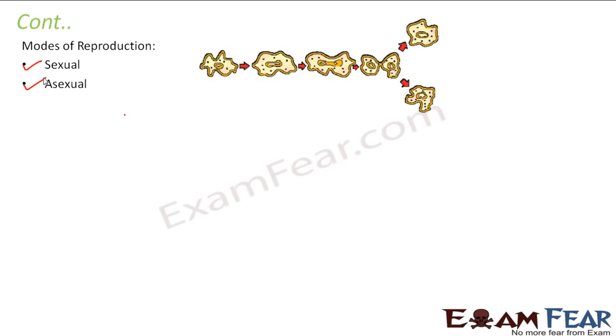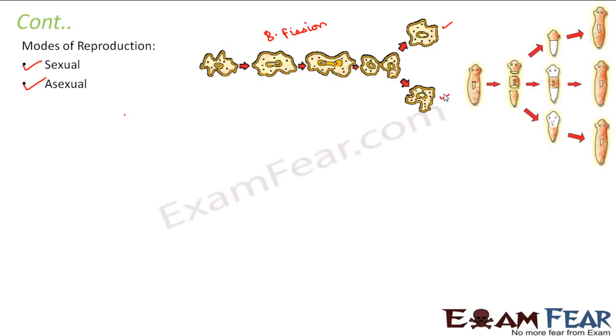For example, amoeba. In amoeba, they reproduce asexually by binary fission. What is binary fission? Here, if you see, the parent amoeba splits into two parts, giving birth to two daughter organisms. This splitting is known as binary fission because two organisms are formed from one. That is why it is called binary.